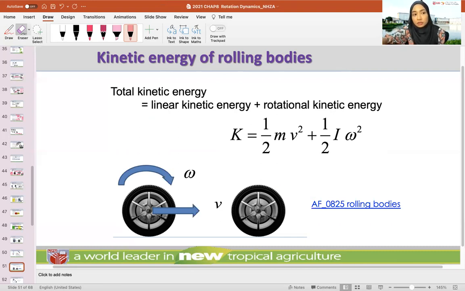If it is just rotating, then it is just 1/2 I omega squared. If it is just a box that is being moved forward, then it is just 1/2 mv squared. If it has both the rotating and the translation, we need to have both. This is the linear part, the translation, and also this is the rotational part.